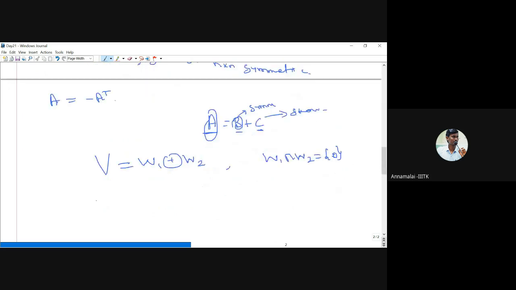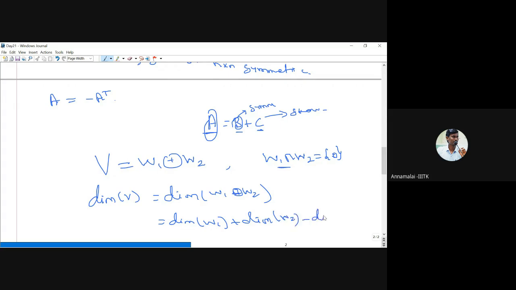Now, what is the dimension of V? It is the dimension of W1 plus W2. Since it's not a usual sum but a direct sum, the intersection should be 0, therefore the dimension of the intersection is 0. So simply we can write dimension of W1 plus dimension of W2. In the original formula we have minus dimension of W1 intersection W2, but W1 intersection W2 is the singleton 0. Therefore the dimension of singleton 0 is 0, so this term is 0.